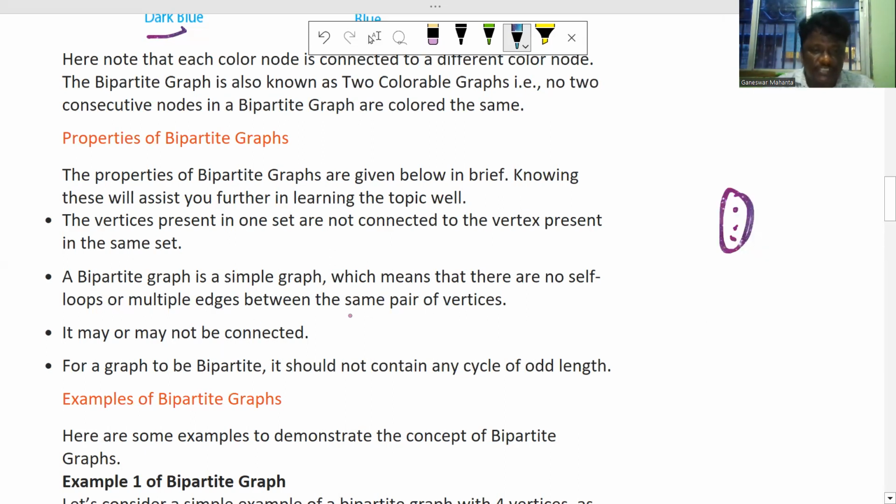Again, a bipartite graph is a simple graph, which means that there are no self-loops. Suppose there is a vertex V1 with a self-loop; that self-loop is not allowed here. There are also no multiple edges between the same pair of vertices. It may or may not be connected. For a graph to be bipartite, it should not contain any cycle of odd length.